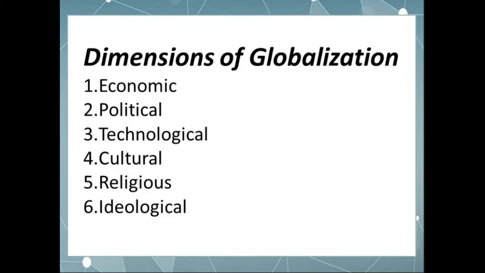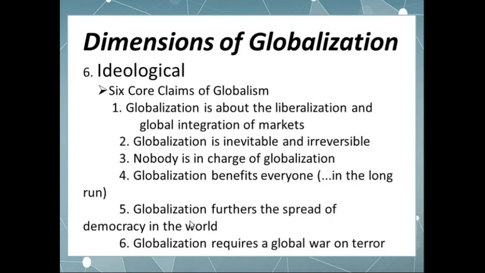And talking about ideological globalism, we have the following core claims of globalism. So we have here: globalization is about liberalization and integration of markets. Globalization is inevitable and irreversible. Nobody is in charge of globalization. Globalization benefits everyone in the long run. And then globalization furthers the spread of democracy in the world, as well as globalization requires a global war on terror. Sa una, globalization is about liberalization and global integration of markets.